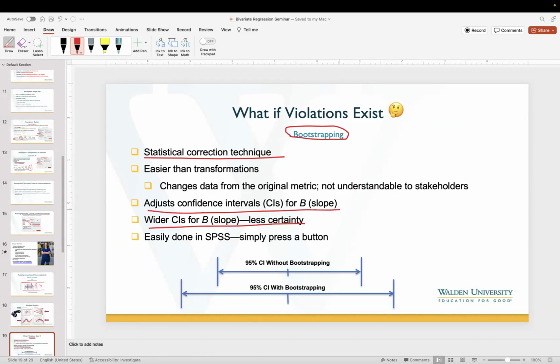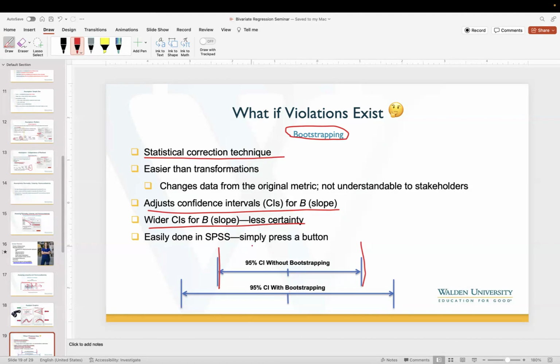In other words, if all the assumptions were met, let's just say that this was the range, the lower limit, this is the upper 95% confidence interval. The data looked good, it met the assumptions. We're pretty confident that the true results fall between here and here.